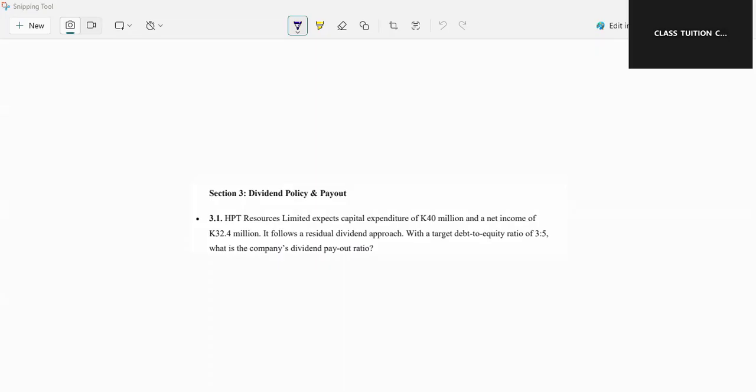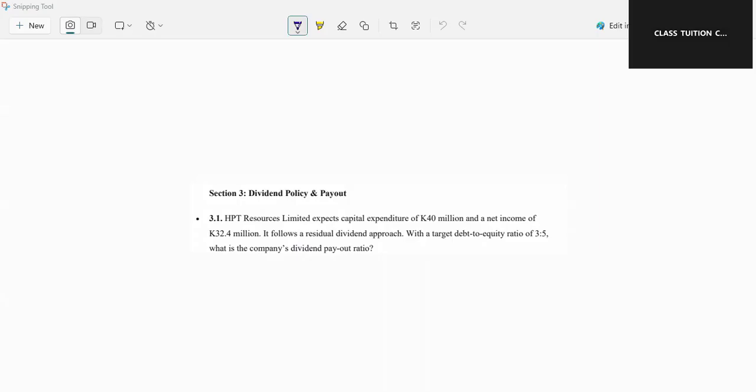So we first need to understand what the residual dividend approach means. Under the residual dividend approach, a company will first use its net income to fund any new investments that are needed. However, it doesn't use 100% of the income. Instead, it maintains what is called a targeted debt to equity ratio. So this means that for every 3 of debt, it will use 5 of equity to finance those investments.